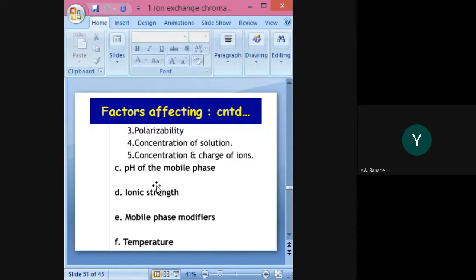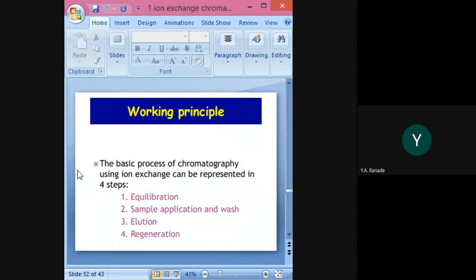Unless the biomolecule is in the ionic condition, no ionic interaction, no ionic exchange will be there. Ionic strength and temperature are also important because they can lead to improper binding. Then mobile phase modifiers, if they are added, alter the mobile phase, and the pH, temperature or ionic strength may become variable. Displacers, if added by accident, will not give you the proper result. So you need to take all these things into consideration while performing the practical.